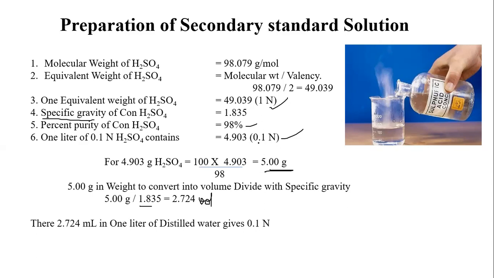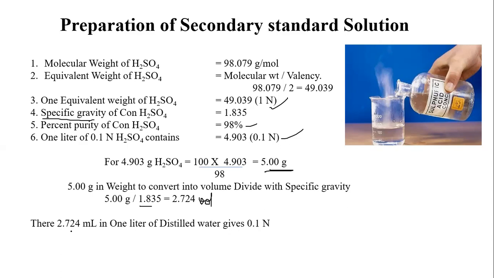So if you want to prepare a 1 normal, instead of 4.903, you put 49.03 here. You get up to 1 normal. Now, simply, instead of 5 grams, you will take 50 grams for 1 normal. Okay, but I'm taking an example of 0.1 normal. So overall, 2.724 ml in 1 liter of distilled water gives a 0.1 normality solution.